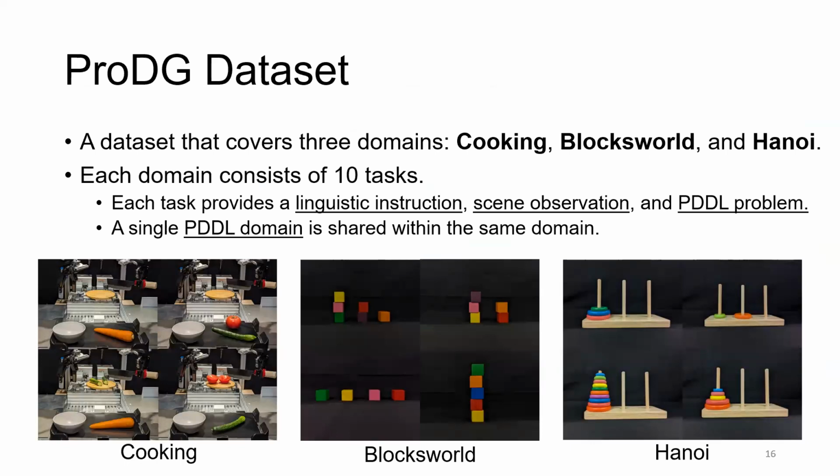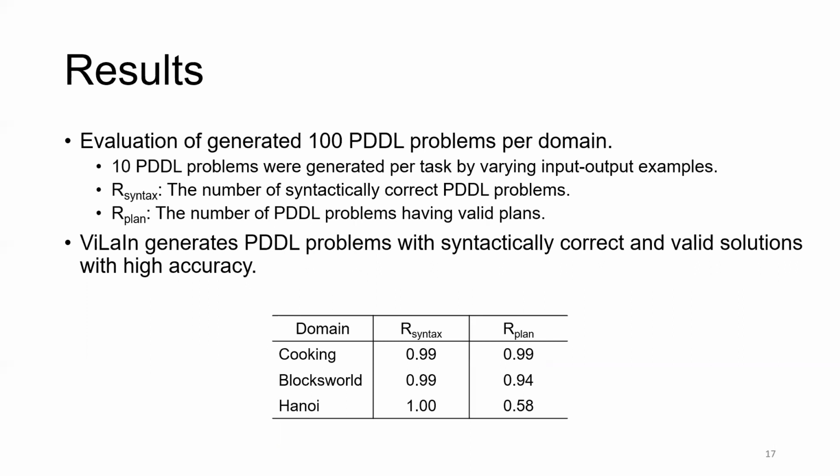We evaluate ViLaIn on our ProDiGy dataset. The dataset covers three domains: cooking, Blocks World, and the Tower of Hanoi. Each domain consists of 10 tasks, and each task provides a linguistic instruction, scene observation, and PDDL problem. Note that a single PDDL domain is shared within the same domain. For evaluation, we generated 10 PDDL problems per task by borrowing the input-output examples for in-context learning. The resulting 100 PDDL problems were evaluated.